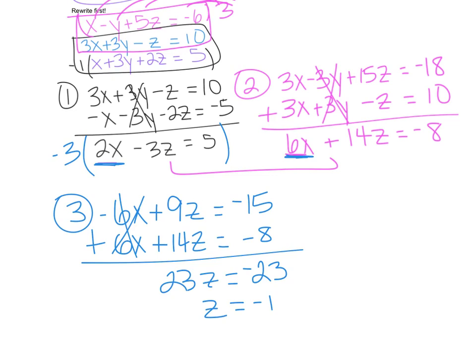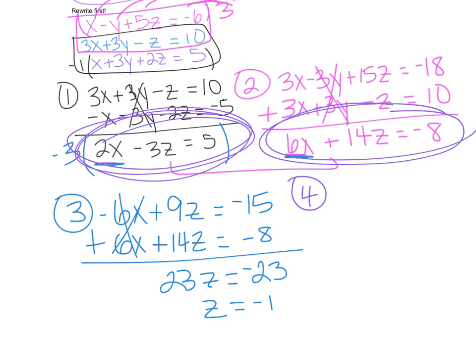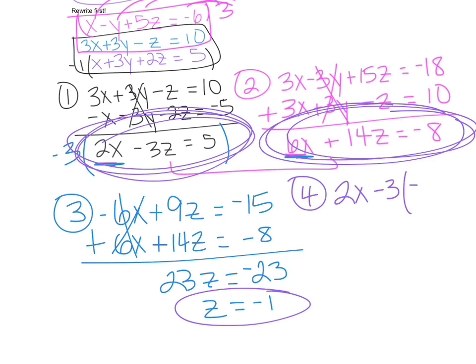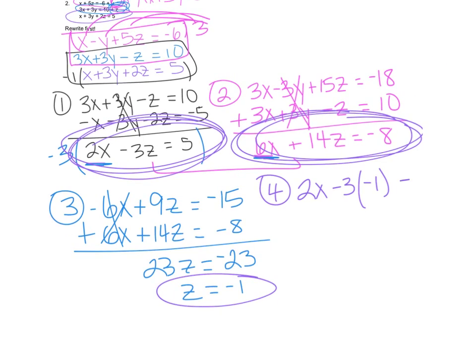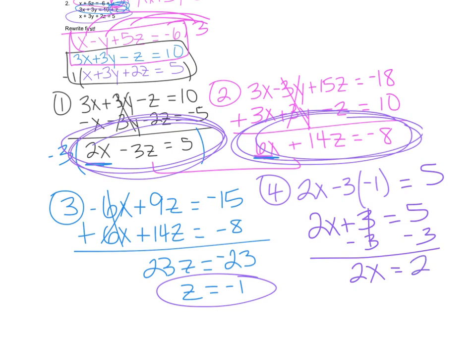So we found z. Once we find one variable, the next step is to use one of the equations you found on step 1 or step 2, because they only have two variables. I'm going to use the first one, so 2x minus 3 times z, and I know z is -1, equals 5, so that would be 2x plus 3 equals 5. Subtract, and you get 2x equals 2, so x will equal 1.